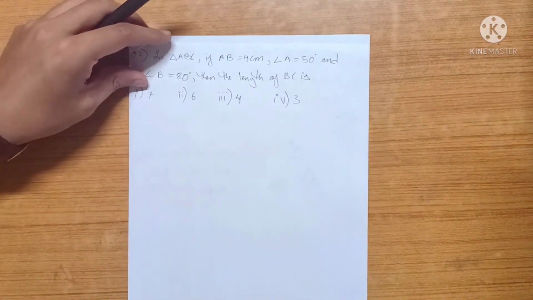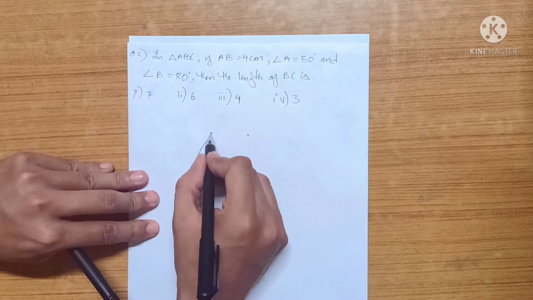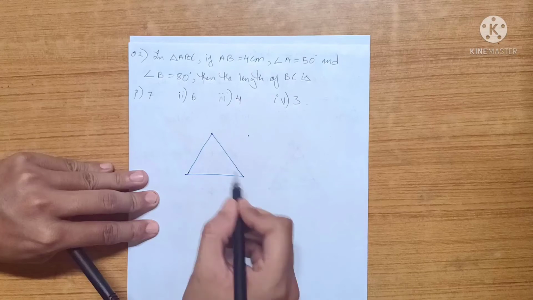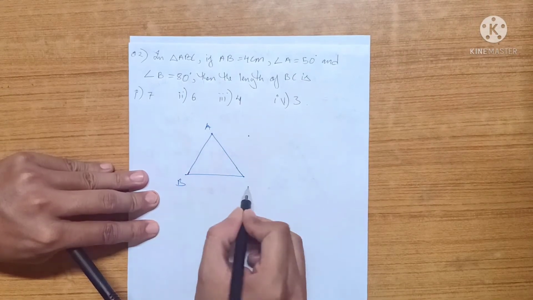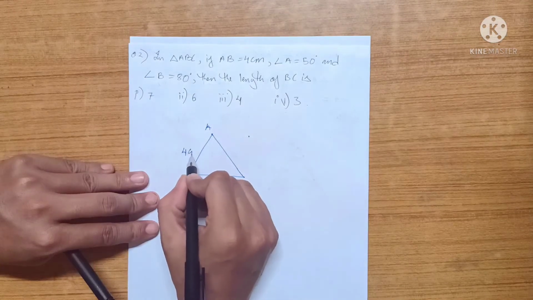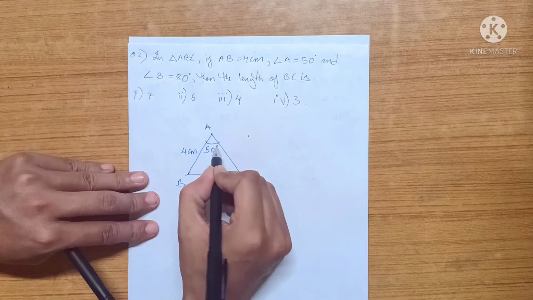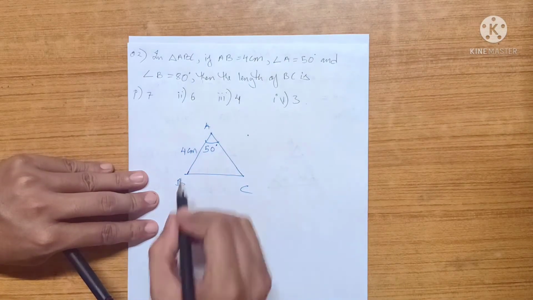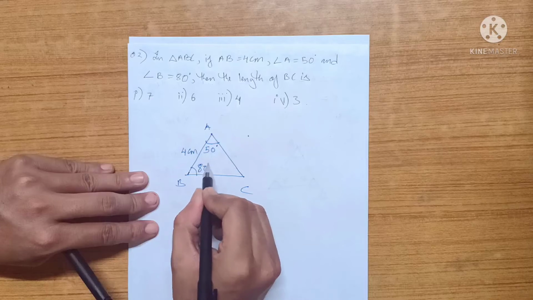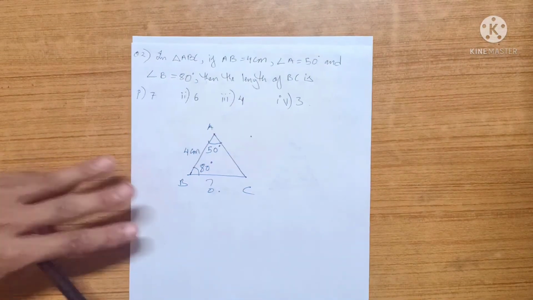Question number 2. In triangle ABC, let's draw another triangle ABC. AB is 4 centimeter. So this one is 4 centimeter. Angle A is 50 degrees, and angle B is 80 degrees. Then what is the length of BC? We need to find BC.